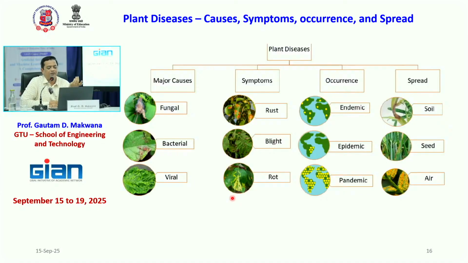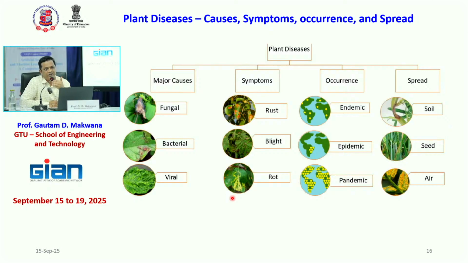And then the occurrence: endemic, epidemic, and pandemic. Some diseases are endemic, some are epidemic, and some are pandemic. Based on the occurrence of the disease, we have to decide how AI can be used here, and how the diseases are spread. One of the reasons is the soil. If the soil is not good, then the disease will spread to the plant, and also by the seed.